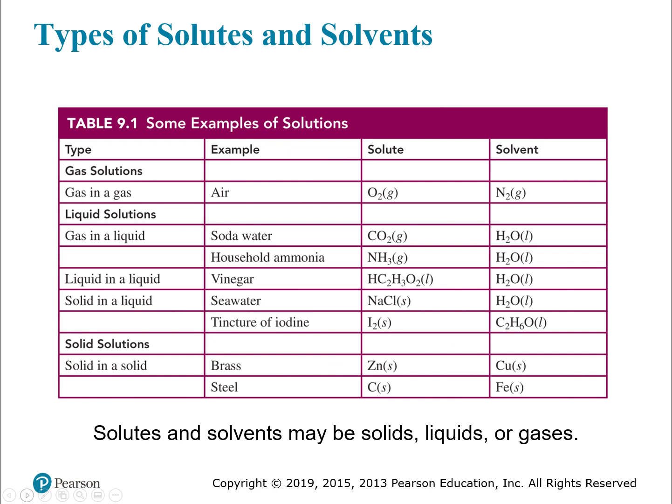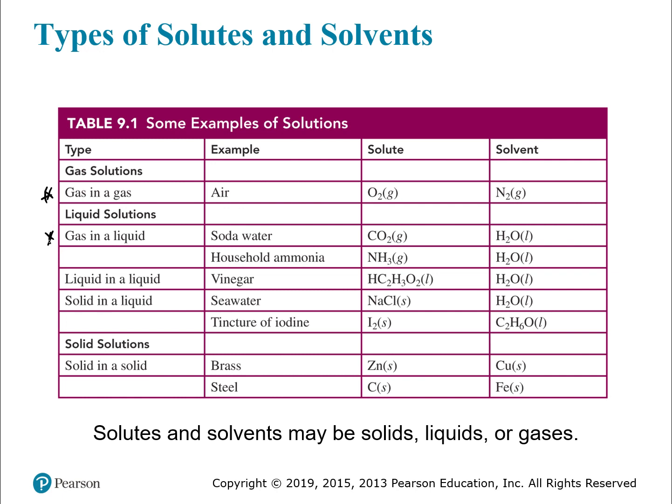This table gives you some examples of solutions, some that you might not think about. One example would be air. It's a gas and a gas. There's not as much oxygen in the air as there is nitrogen. There's a ton of nitrogen gas in the air. So oxygen gas is a solute. It's a smaller part than the nitrogen gas.